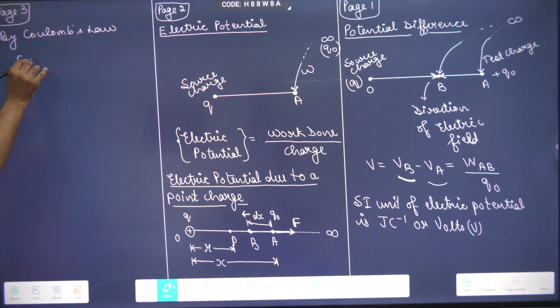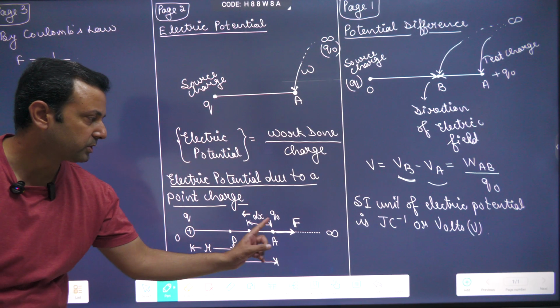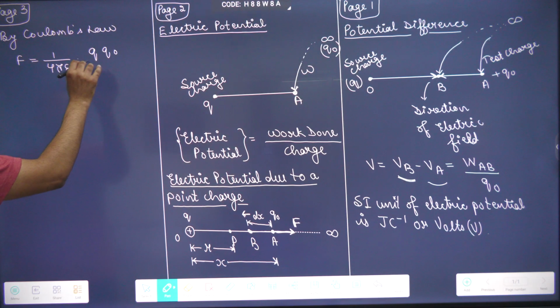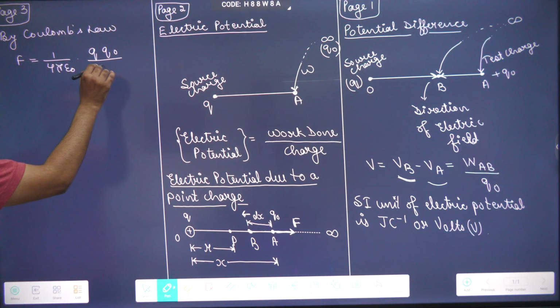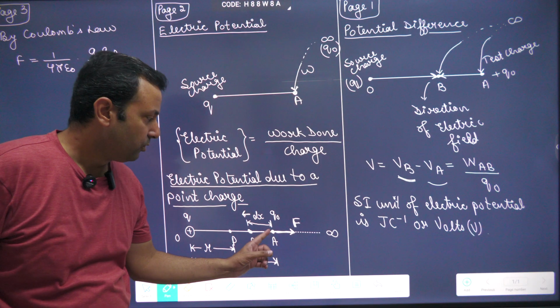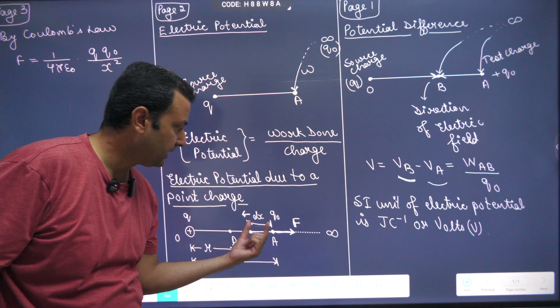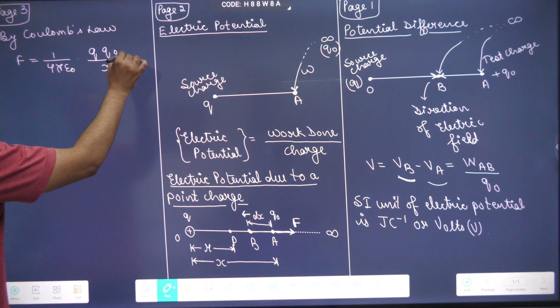Yes. By Coulomb's law, F is equal to 1 upon 4 pi epsilon naught Q1 Q2. So this time Q1 is Q and Q2 is Q naught. So 1 upon 4 pi epsilon naught, Q Q naught upon the distance between Q and Q naught, which is x, upon x square. Okay, and now I am moving this test charge from point A to B. So what is the distance between A and B? It is dx. It is a very small distance. So this is equation number 1.